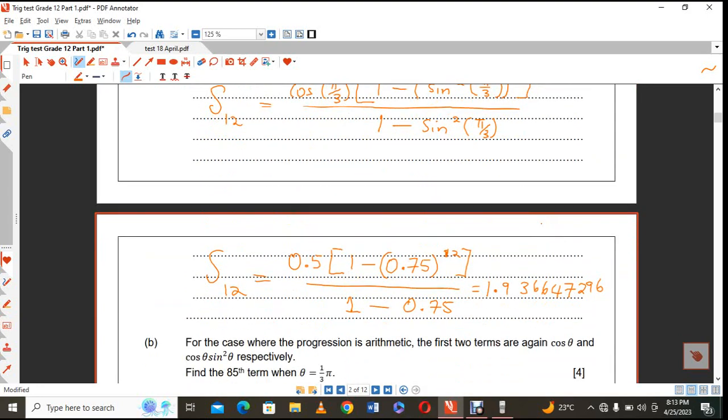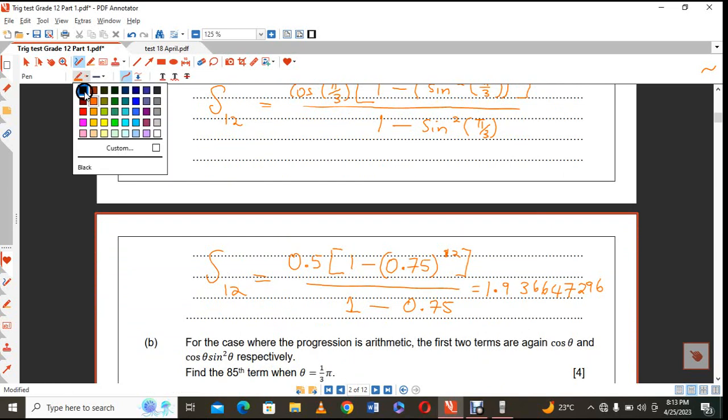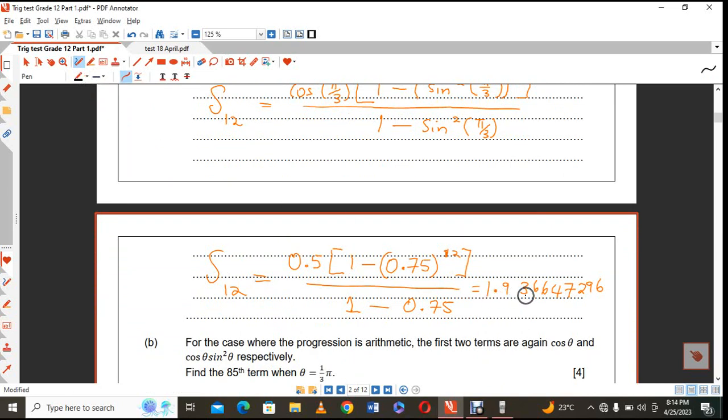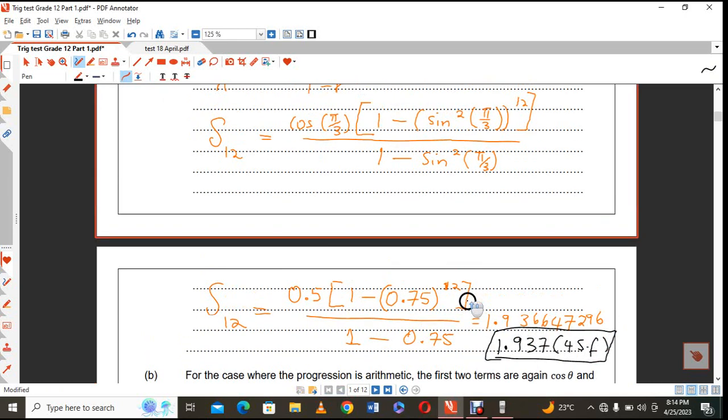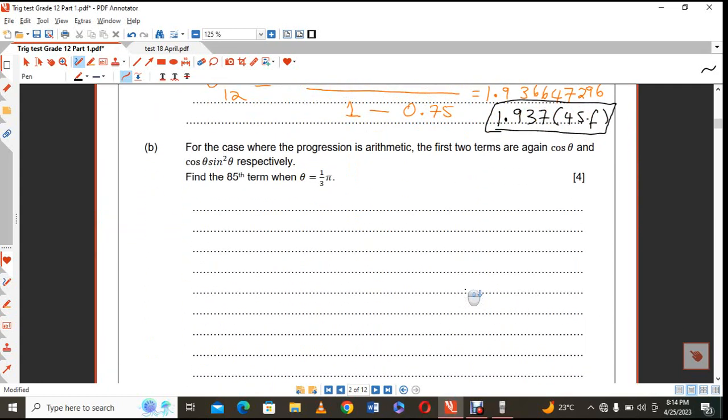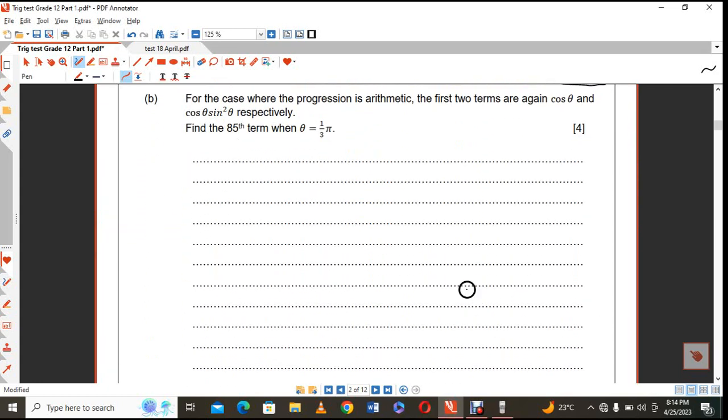So 4 significant figures, this answer would be, just change the color. So that's 1, 2, 3, 4. It will be 1.937. So this answer is correct to 4 significant figures. And this is the solution to the question there. Okay. Right. It's quite a mouthful. So let's come to part B of the question.